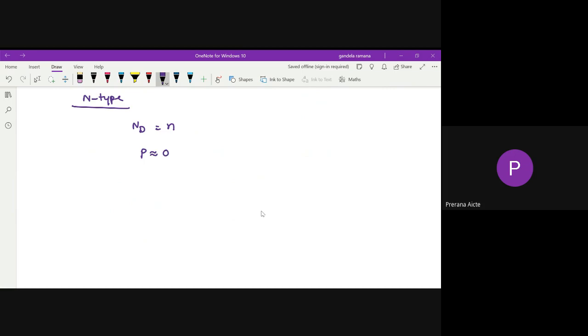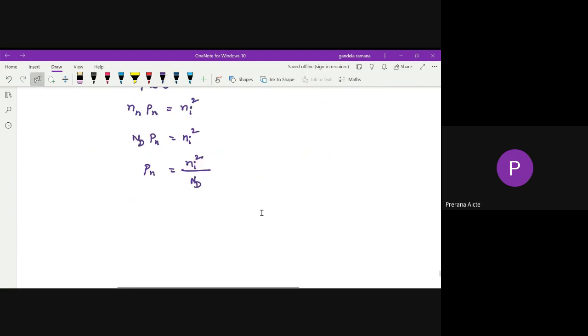According to the mass action law, what will it become? Nn Pn is equal to the square of the intrinsic concentration. The same way, Nd Pn is equal to Ni square. So if we want Pn, it will be the square of the intrinsic concentration divided by the donor concentration.